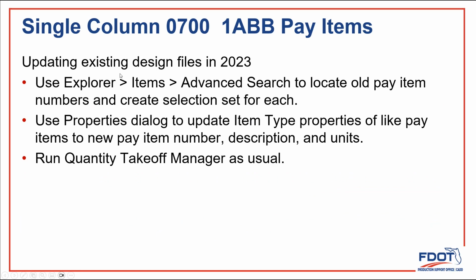So, updating existing design files in 2023, you're going to use the Explorer items advanced search to locate the old pay item numbers and create a selection set for each. You're going to use the properties dialog to update item type properties of a like pay item to the new pay item number, description, and unit. And then you're going to run quantity takeoff manager per usual.